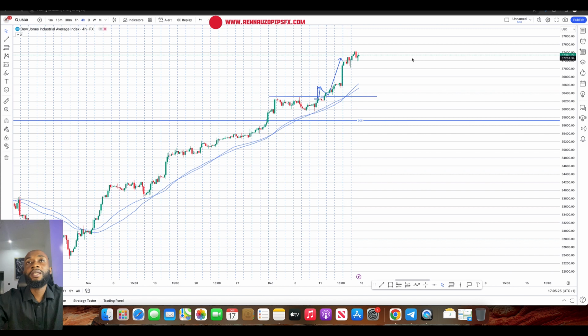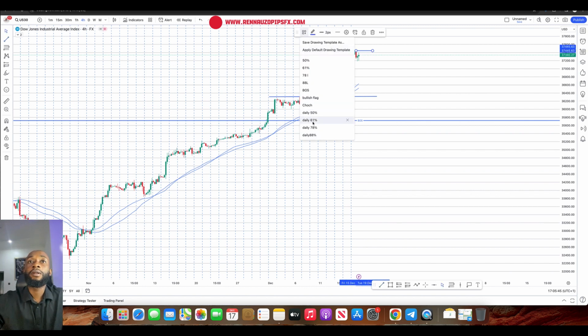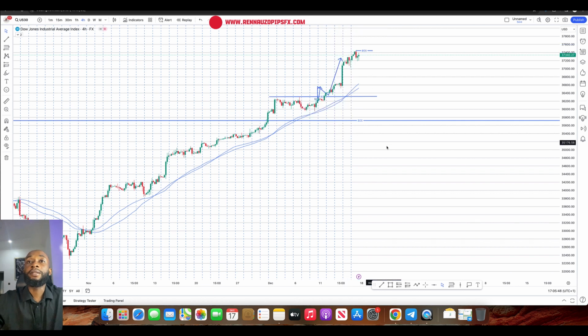So this week again, US 30 is still in uptrend. So what am I expecting now? This is the 4 hours time frame. I'm expecting it to break this high, which is a break of structure, BOS, and I'm expecting it to break and retest and continue moving up because it's an uptrend. I follow trend, so I'll keep following this trend until I'm wrong.